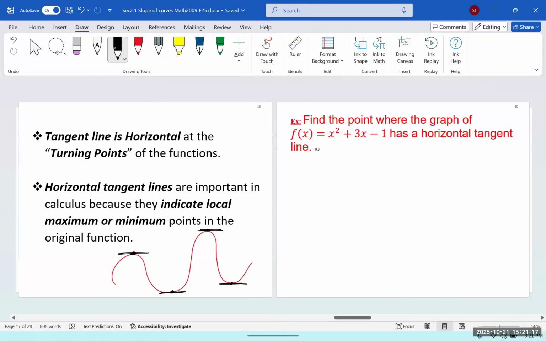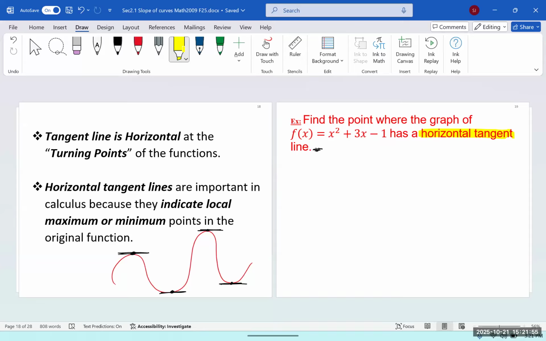Okay? Let's do an example. Find all the points where this graph has a horizontal tangent line. Anytime you see the word horizontal tangent line, what you have to do is set the derivative equal to 0. Does this equation look familiar to you? x squared plus 3x minus 1.